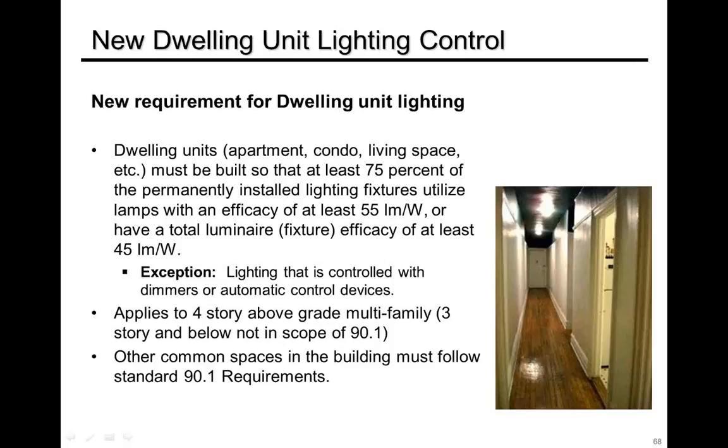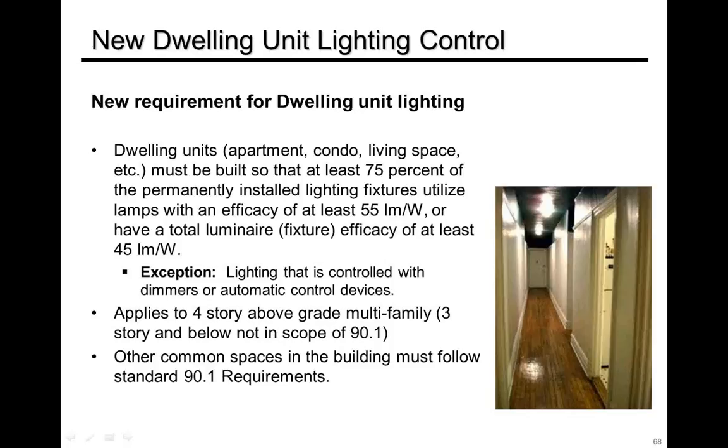The requirement, again, just for dwelling units, is that 75% of those must have a high efficacy, either on the lamp basis, 55 lumens per watt, or on a fixture basis, 45. It's only 75%, realizing there may be a few cases where it just doesn't make any sense to have that kind of requirement. And there are some exceptions. If you have control of those lights, you don't have to have this efficacy.